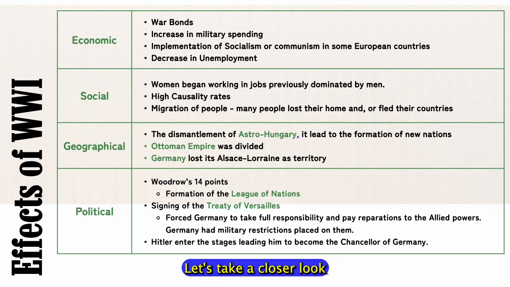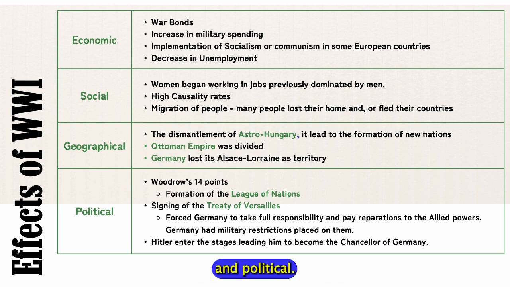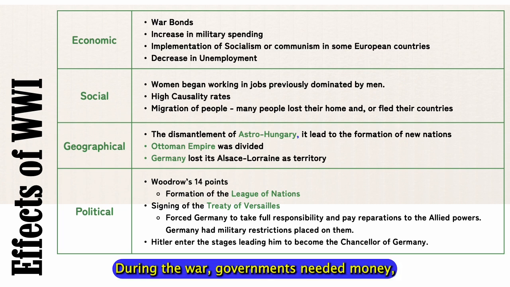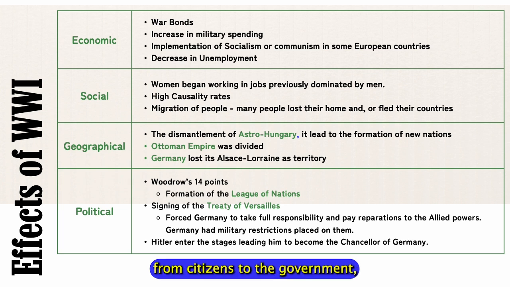Let's take a closer look at the effects of World War I, broken down into 4 categories: economic, social, geographical, and political. Each of these shows how the war changed the world in big ways. First, the economic effects. During the war, governments needed money, so they sold something called war bonds. These were like loans from citizens to the government, which they promised to pay back later.